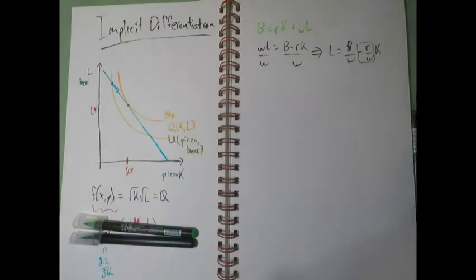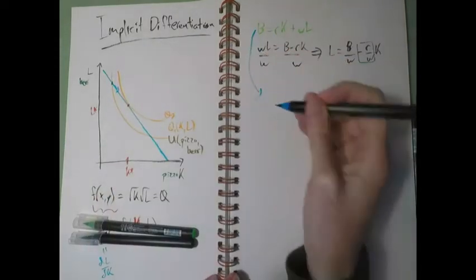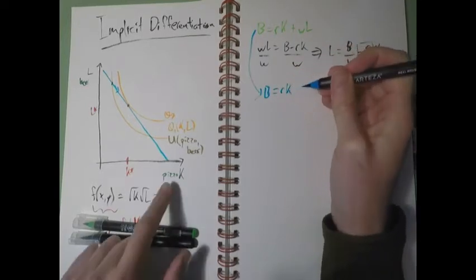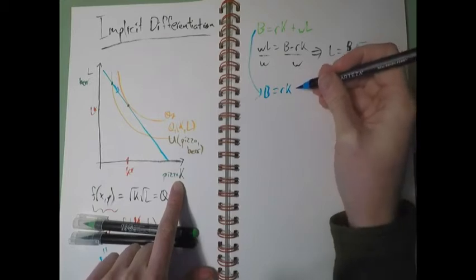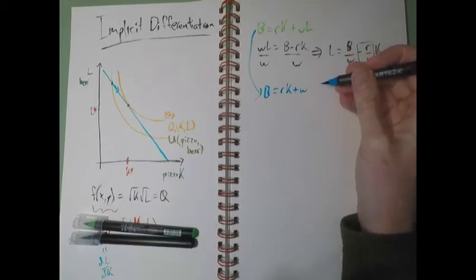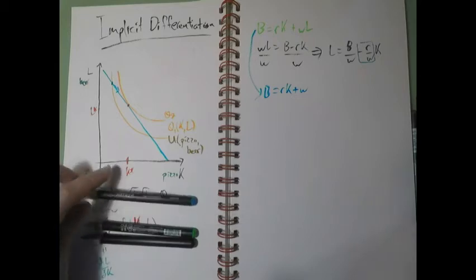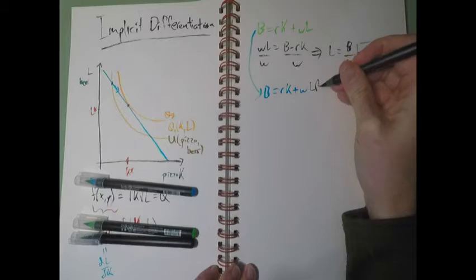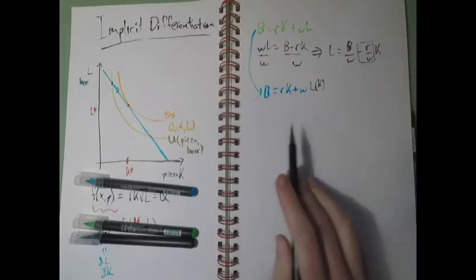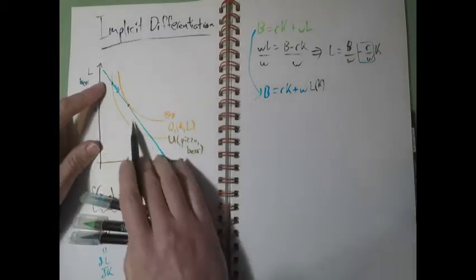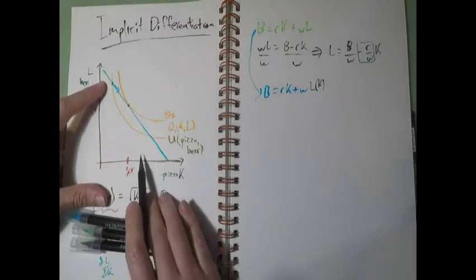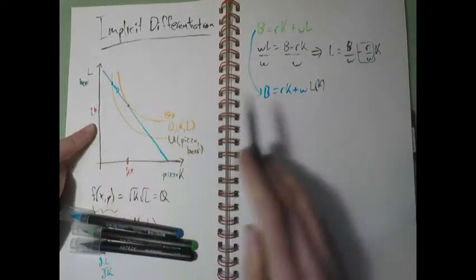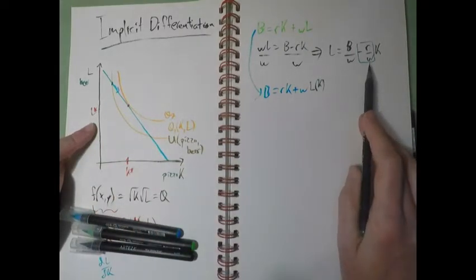But as long as we're talking about implicit differentiation, let's use it. So we've got B equals RK, so we're still thinking about K as our choice variable, plus W times L, and I'm going to treat L a little bit differently here. I'm going to think of L as a function of K. That is implicitly the case, right? So if we're moving along our budget constraint and we change K, we're going to change L, right? We can see pretty clearly this line and how we're going to get that slope out of this.